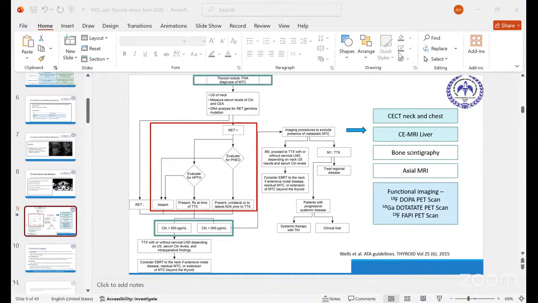Because multi-kinase inhibitors or specific inhibitors will be taken care of in medical oncology. But in our domain, what we have to see, because we are the backbone for these things, for other departments.